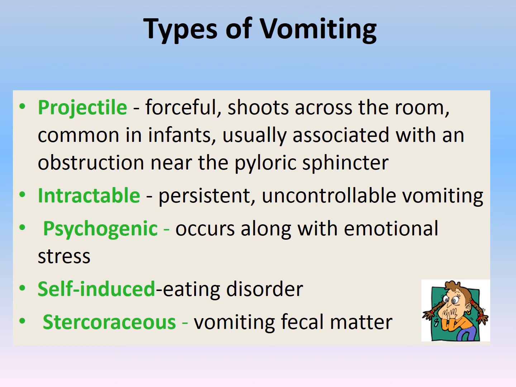Okay, types of vomiting. Projectile. This is forceful, tends to shoot across the room, very common in infants, and it's usually associated with an obstruction near the pyloric sphincter. And with infants, it's usually related to pyloric stenosis, which is very common in newborn babies.